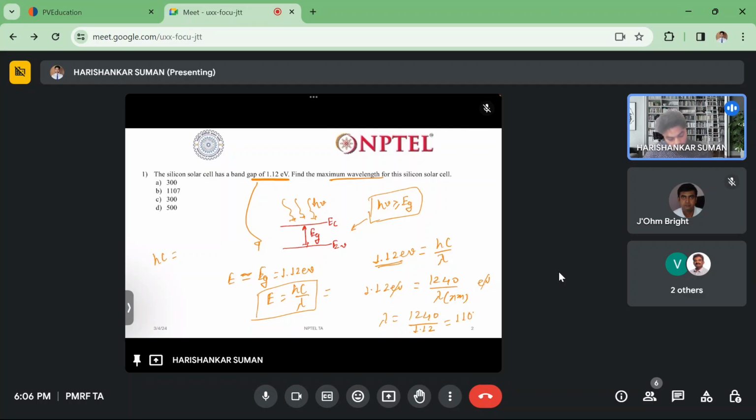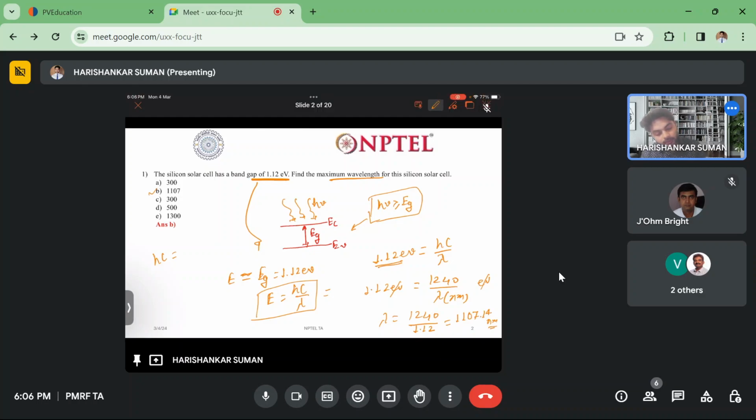It comes to around 1107.14 nanometer. So according to this, option B is correct. Okay.